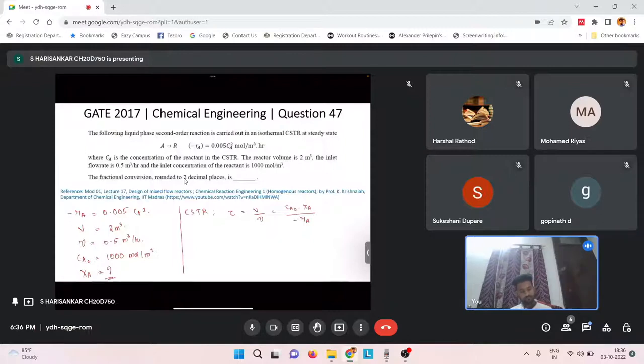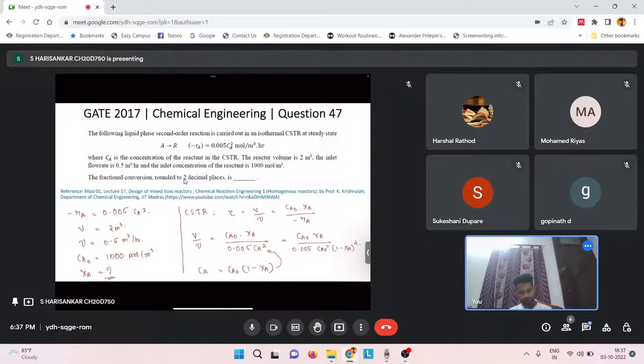So let us start by substituting. V by nu is equal to Ca0 into Xa by 0.005 Ca square. And we also know that we can write Ca as Ca0 into 1 minus Xa. Now we substitute this into Ca and we get V by nu is equal to Ca0 into Xa by 0.005 Ca0 square into 1 minus Xa the whole square.